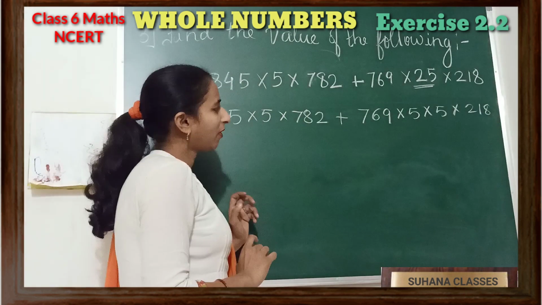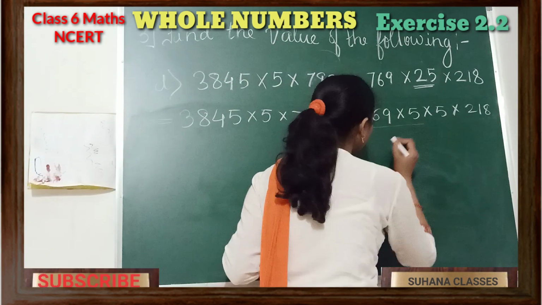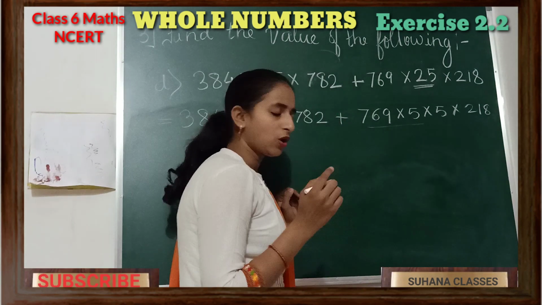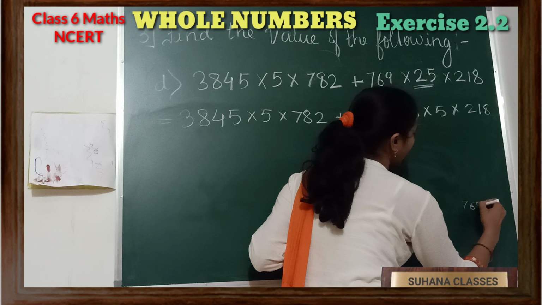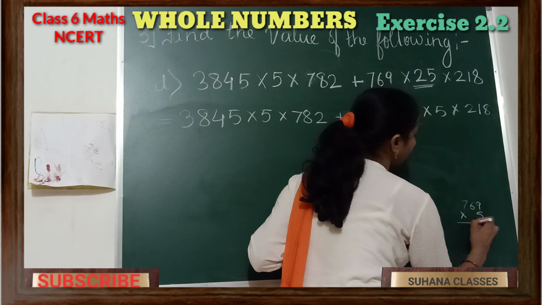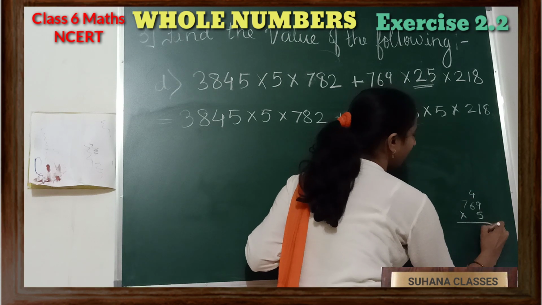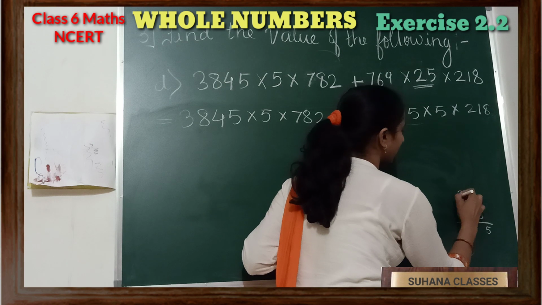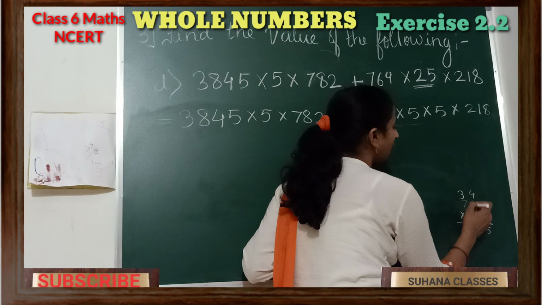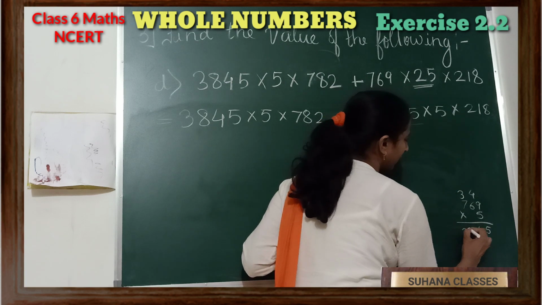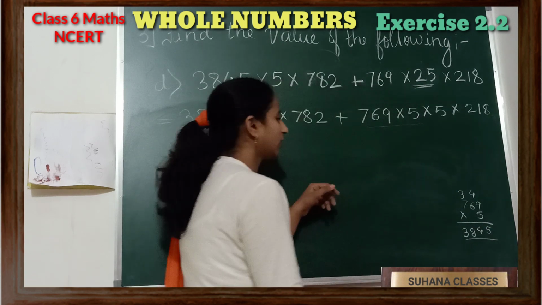Now if I try to multiply these two numbers separately, I'll check what answer I'll get. Okay, 7,69 into 5, 45, 30 plus 4 is 34, 5 plus 7 is 35, plus 3 is 38. What answer I got? 3845.